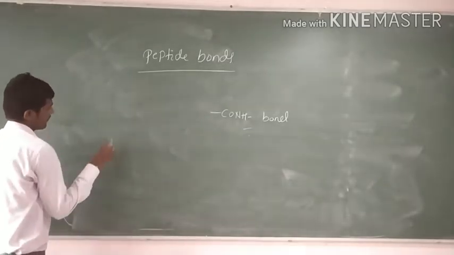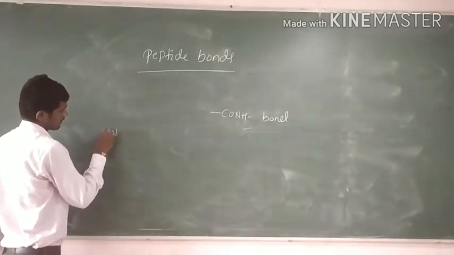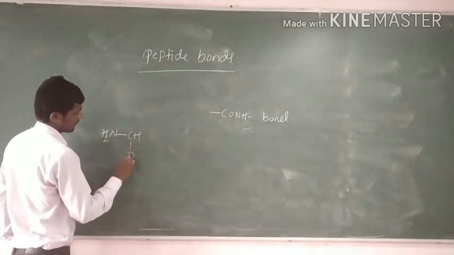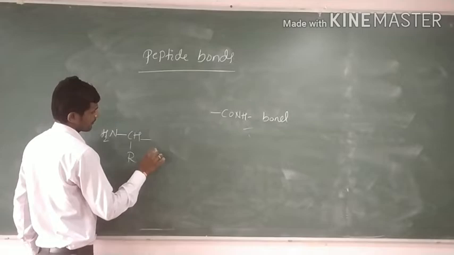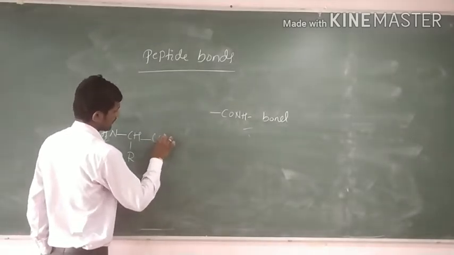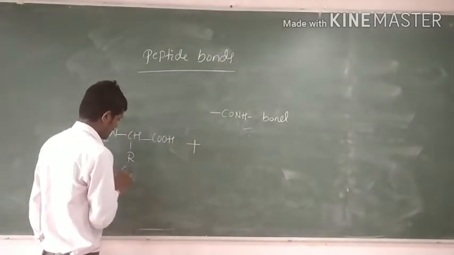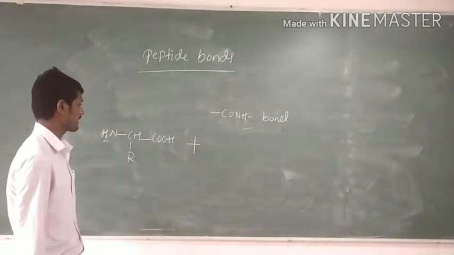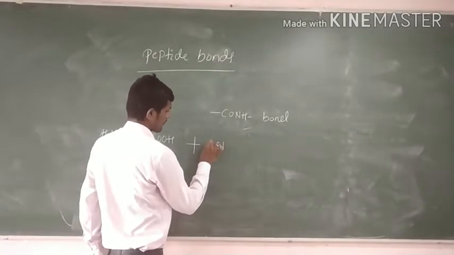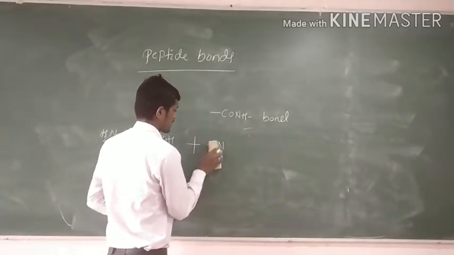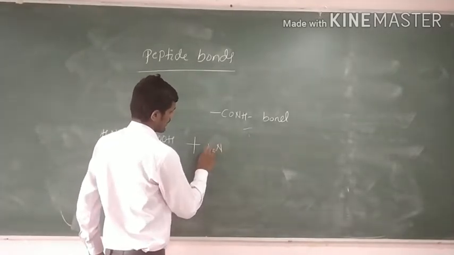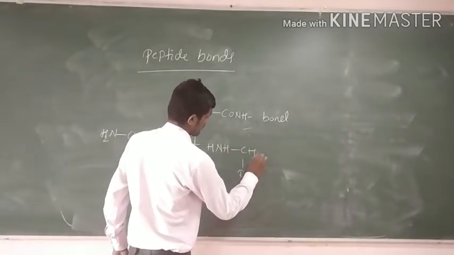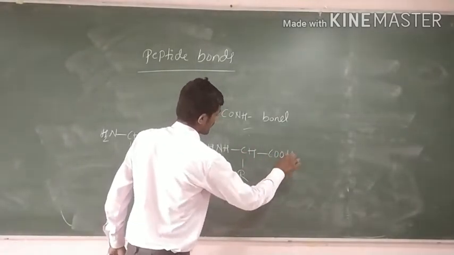See here, I write the general formula of an amino acid like this. One amino acid here, and it undergoes condensation with another amino acid, like this. NH2, CHR, COOH.